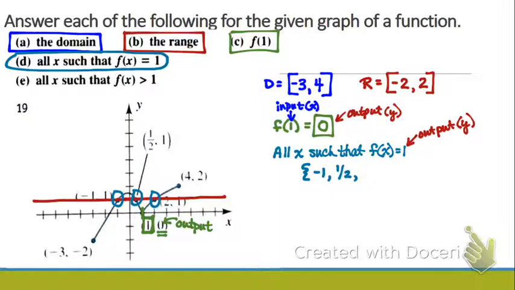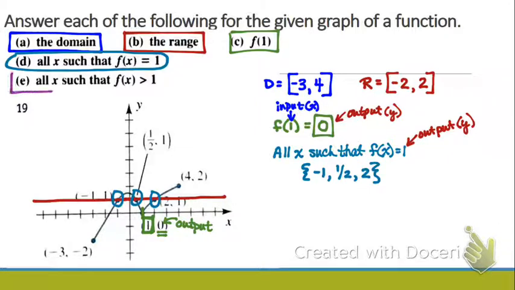Is there any other x value that when I substitute it in, it spits back a 1? 2. Are there any more? I don't use my interval notation because I can't choose things in between these numbers. If I put a positive 1 into this function, that doesn't have an output of 1, does it? When it is single values, not everything in between, we use the curly brackets.